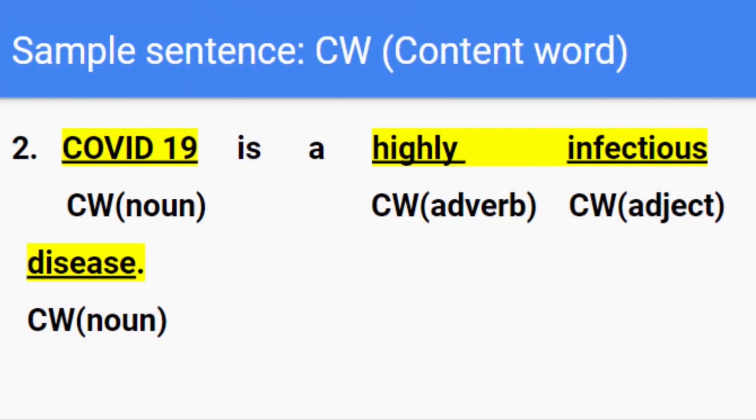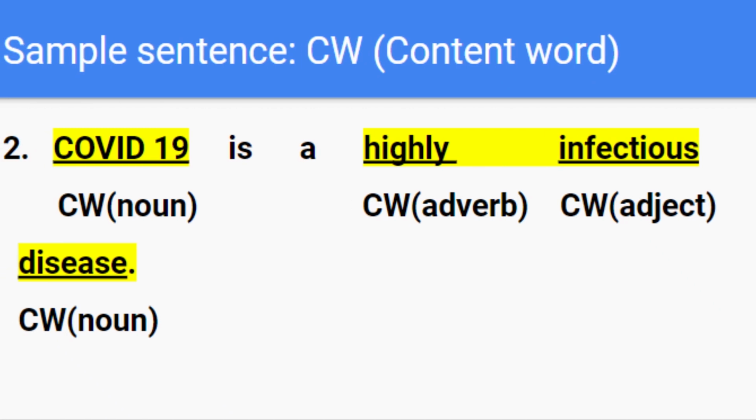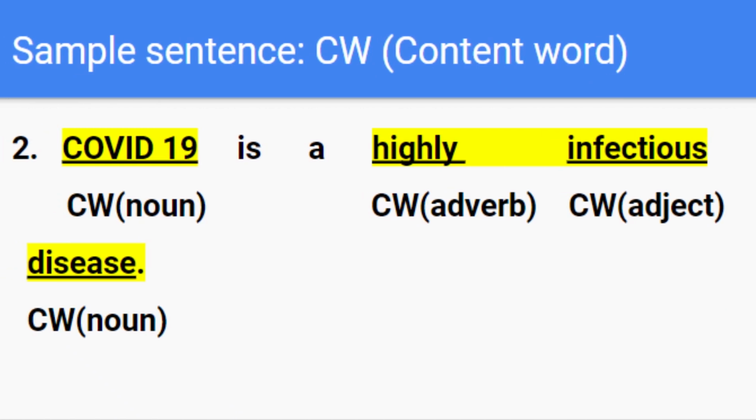Now look at the second sentence. COVID-19 is a highly infectious disease. Now, which are the content words? Other than is, all the others are content words. Now let us look at the rest of the three sentences on your screen.